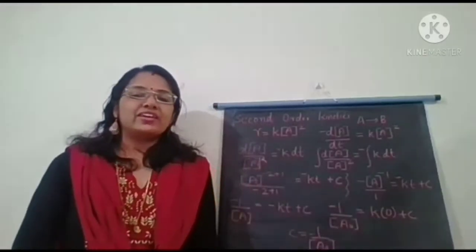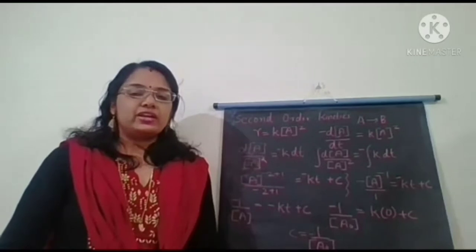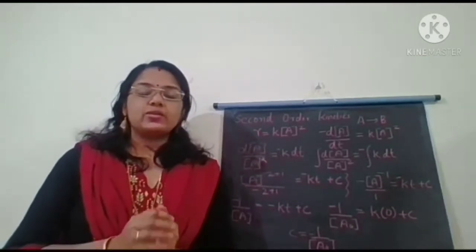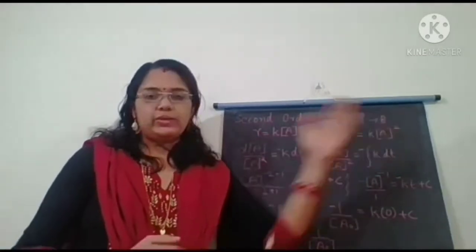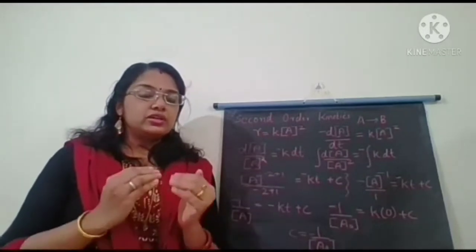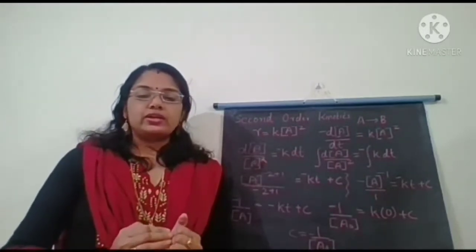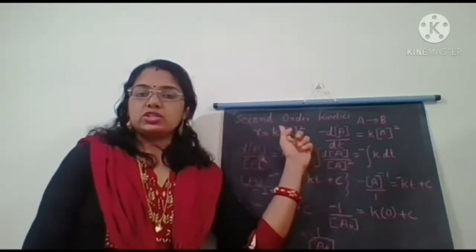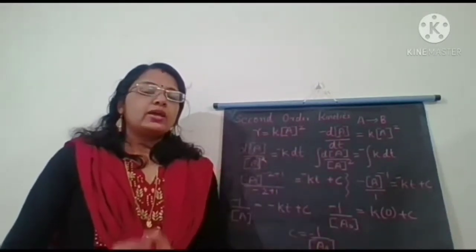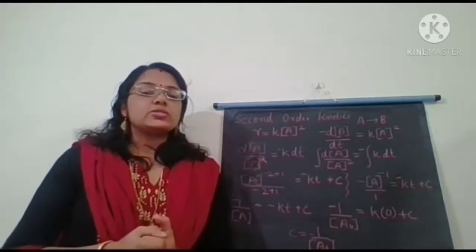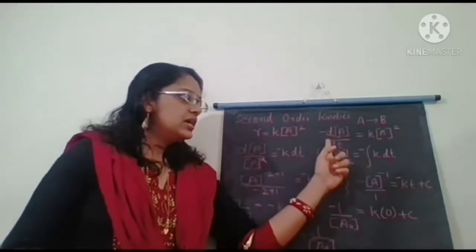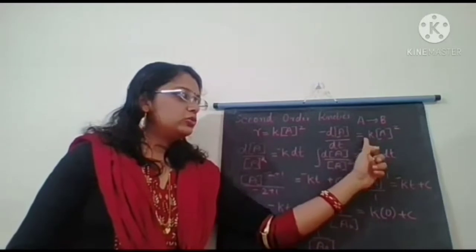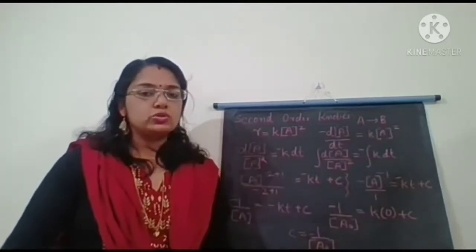So to find the integrated rate equation of second order kinetics, we can consider a general chemical reaction such as A to B. If the reaction follows second order kinetics, we can write the rate law as R is equal to K into concentration of A raised to 2. Again, we can write the rate in terms of reactant as minus dA divided by dt is equal to K into concentration of A raised to 2.